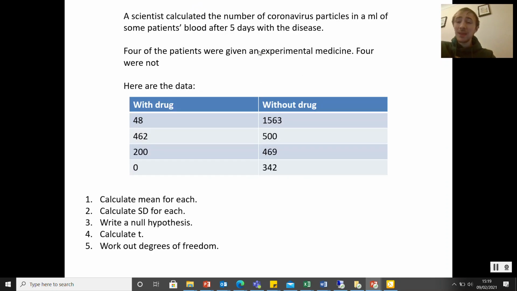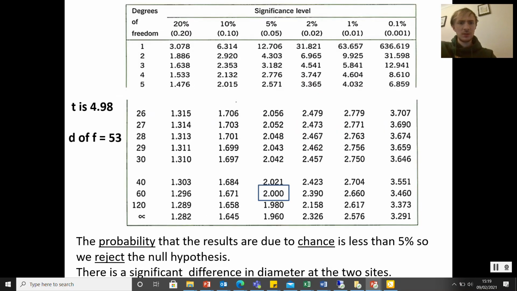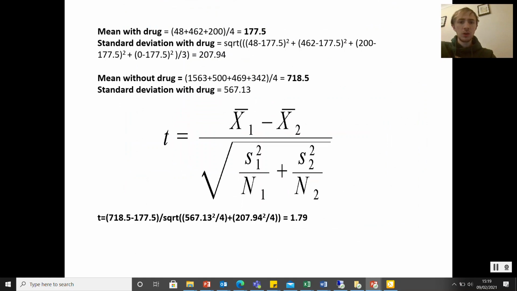Now, immediately you can look at this and say, there isn't likely to be a significant difference here. Imagine you draw a graph of this data. Sometimes I get people to do it. You're probably lucky I'm not. If you drew a bar graph, with drug, without drug, imagine the height of the bars. 177.5 tall for with drug, 718.5 tall without drug.